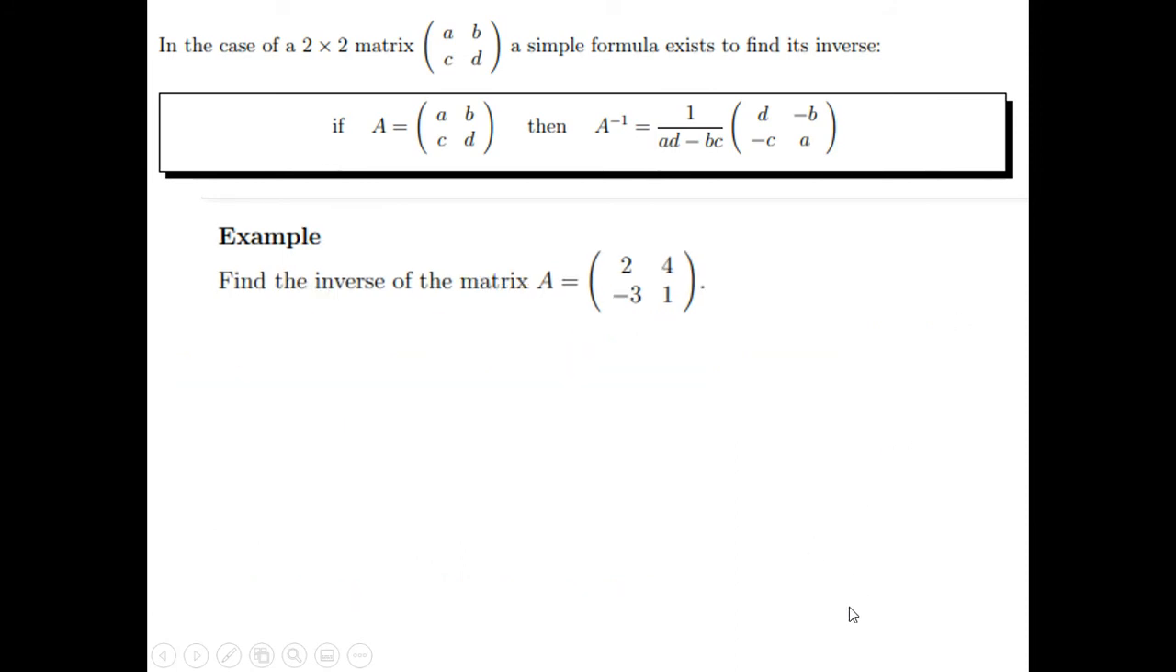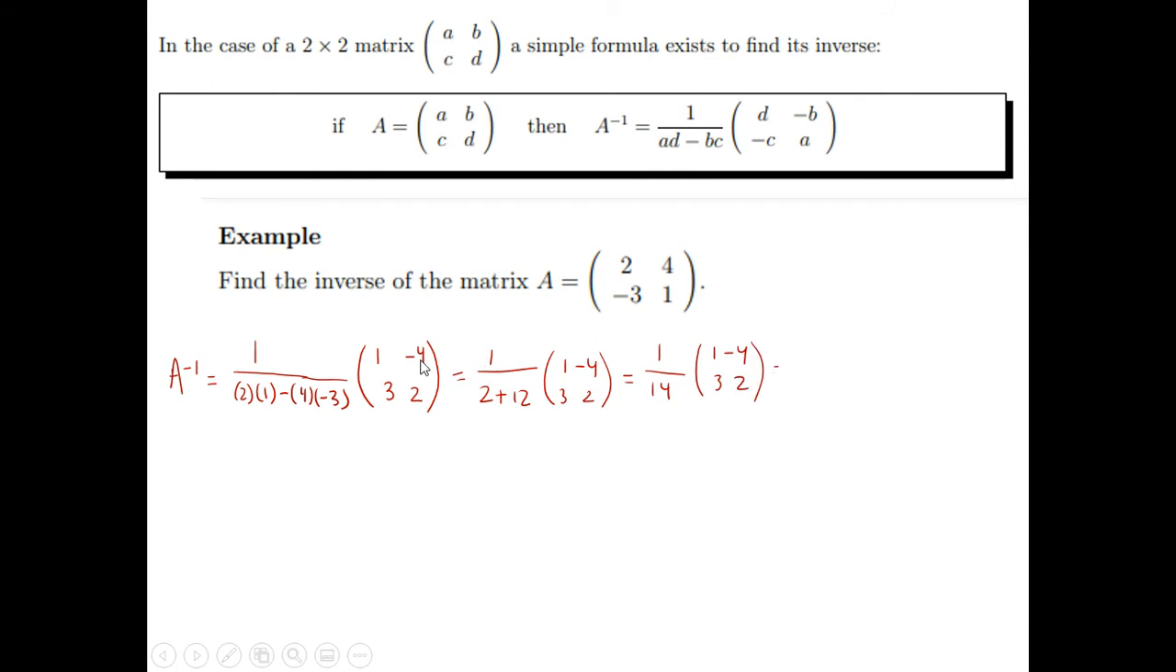Here's another example. So again, the A inverse is 1 over the determinant times, again, we switch 2 and 1, and then we take the opposites of 4 and negative 3. So 4 becomes negative 4, 3 becomes positive 3, and then writing it into our formula, we end up with our inverse matrix: 1 over 14 times 1, negative 4, 3, 2.